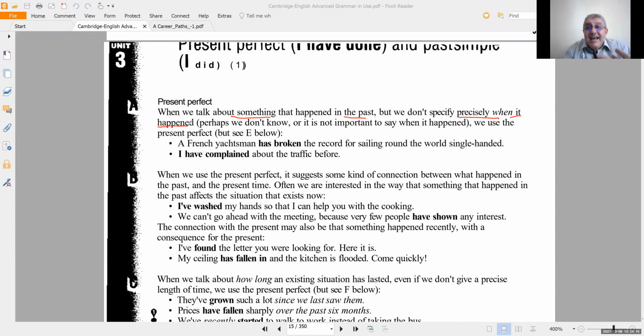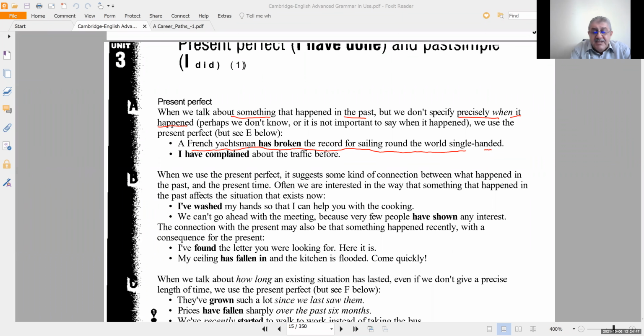يعني مثلا لما نقول I met Ali last week. I saw Ali 2 hours ago. I saw Ali yesterday. لما قلنا 2 hours ago, last week, yesterday, هذا تحديد للماضي. مرات الحدث يقع في الماضي بدون تحديد الزمان بالضبط وما زال تأثيره مستمر هذا الحدث. مثلا A French yachtsman has broken the record for sailing around the world single-handed.